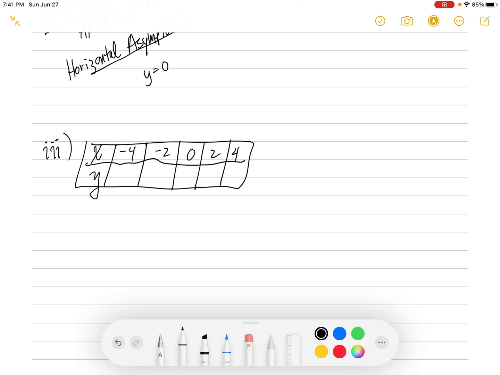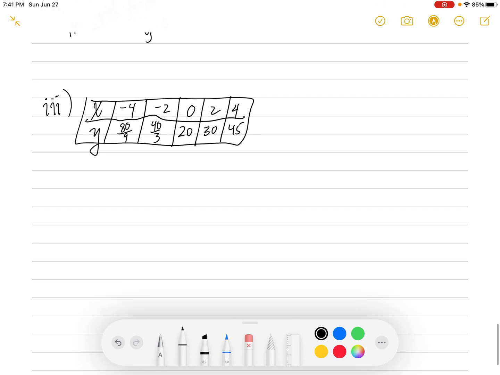So I have my x's, I have my y's organized in a table. For x, we have -4, -2, 0, 2, and 4. For y, we have 80/9, 40/3, 20, 30, 45. This one's going to be a little more challenging.